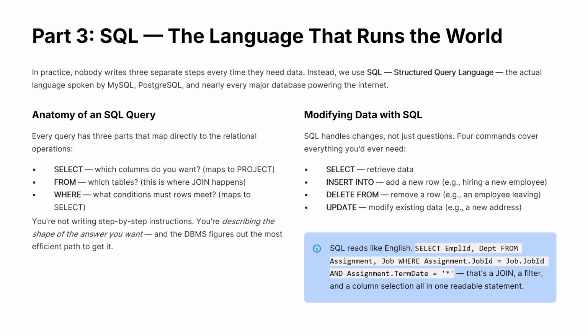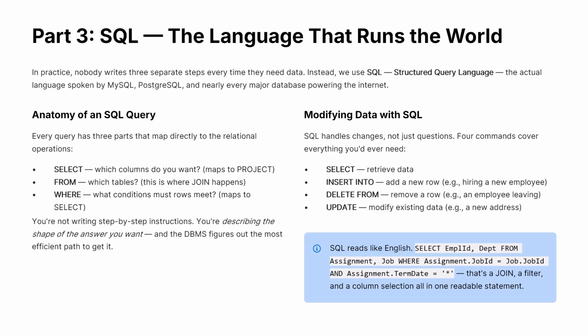From: which tables are you pulling from? This is where the join happens, if you list multiple tables. Where: what condition do the rows need to meet? This is the select operation from before. So a query like that in the blue box is basically saying, join the assignment and job tables together wherever their job IDs match.